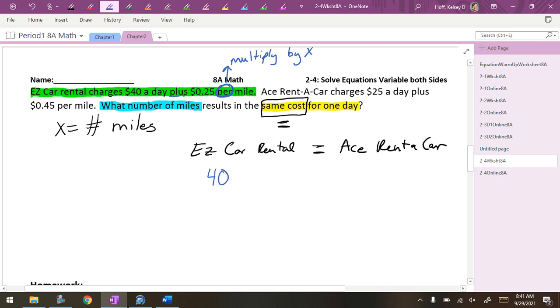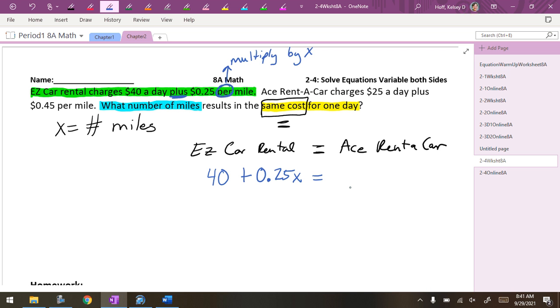What does plus mean? Add. 25 cents per mile. Now be careful, 0.25x. And I know x goes with 0.25 because of the word per. Now notice how I kind of made my decimal point bigger so I don't lose it. Okay, so you may want to exaggerate it a little bit.